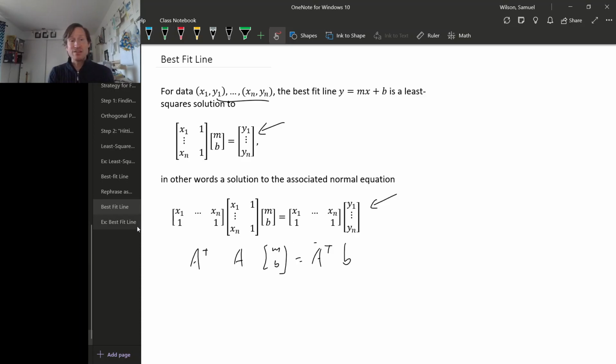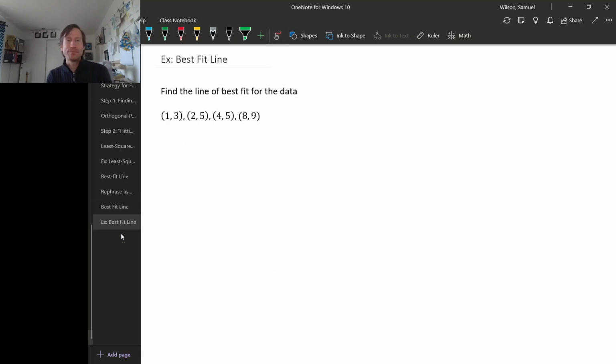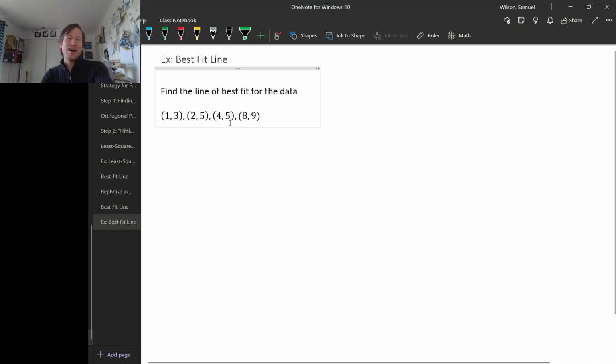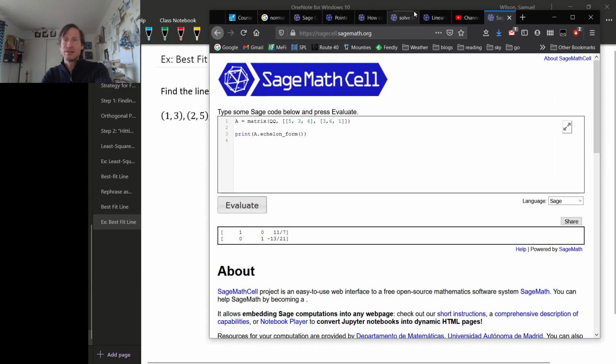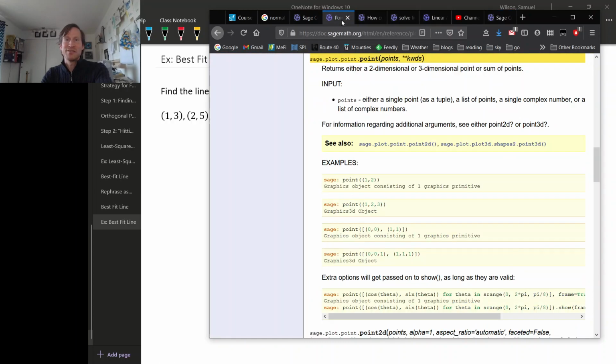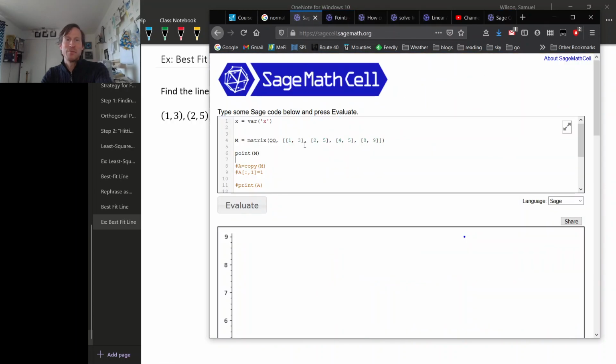All right, so let's see how this works with an actual example. So here's a line, here's some data points. Let's find the line of best fit. Now, I'm not going to do all the calculations by hand, just because it's not very interesting to watch. So instead, let's use Sage. So somewhere around here, I have Sage. There we go.